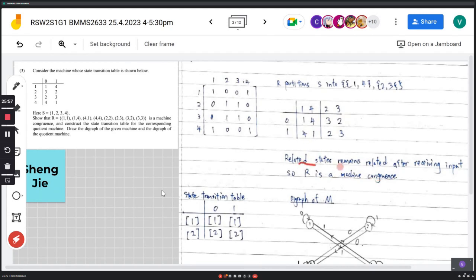You need to conclude this. The related states, which are 1 and 4, 2 and 3, they will remain related after they receive input 0 and 1. So we can conclude that the relation R given is a machine congruence. This is what they ask you to do: show that R is a machine congruence. So you must show this table to show that they remain related after they receive input 0 and 1. So you need to write this conclusion.